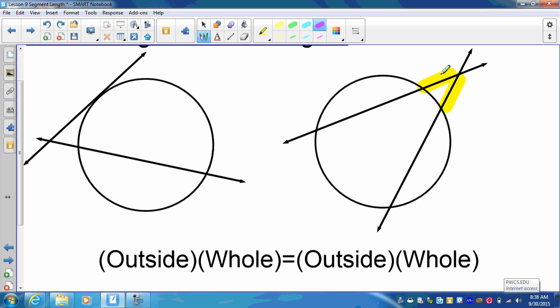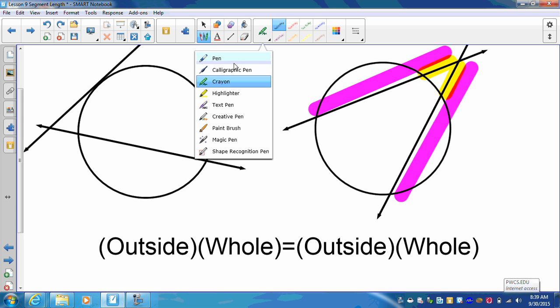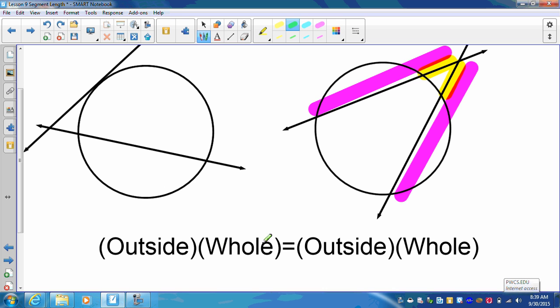The outside of one secant segment times the whole thing is equal to the outside of the other secant segment times the whole thing. Sometimes I'll have students write this as OW equals OW. Those are some ways to remember this. Or you can remember outside times whole equals outside times whole.